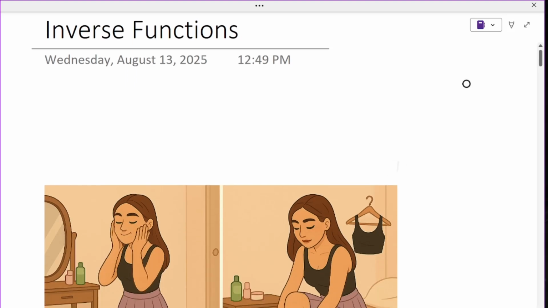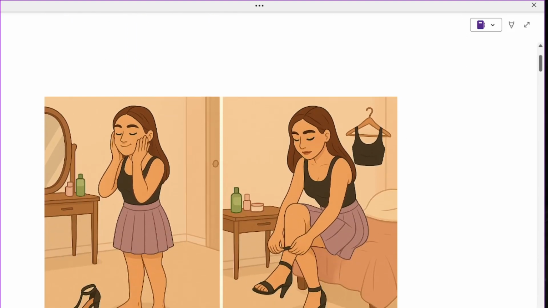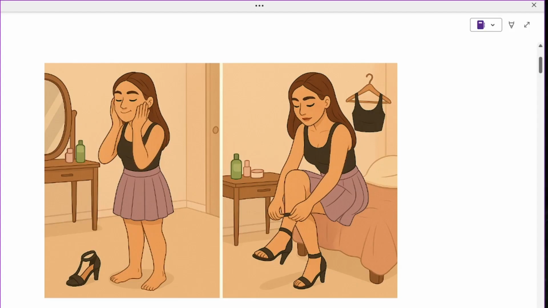You are trying on your perfect outfit for this dance you're looking forward to going to. And you start off by doing your skincare, and then you put on your outfit, and then you do your makeup, and then you put on your shoes.